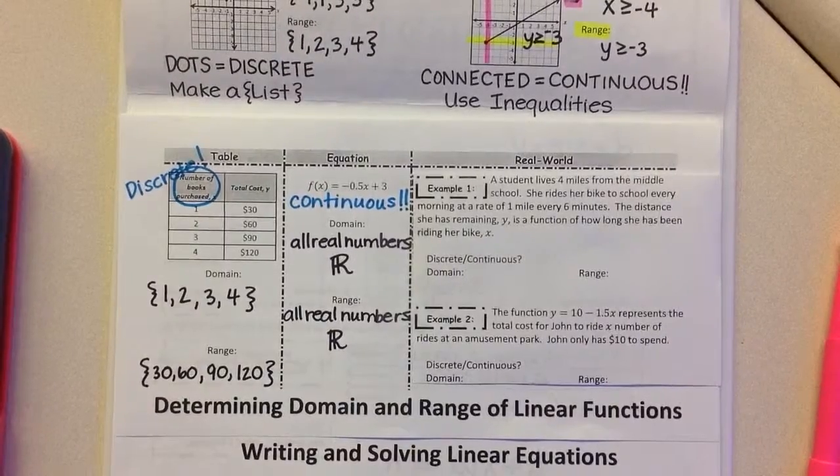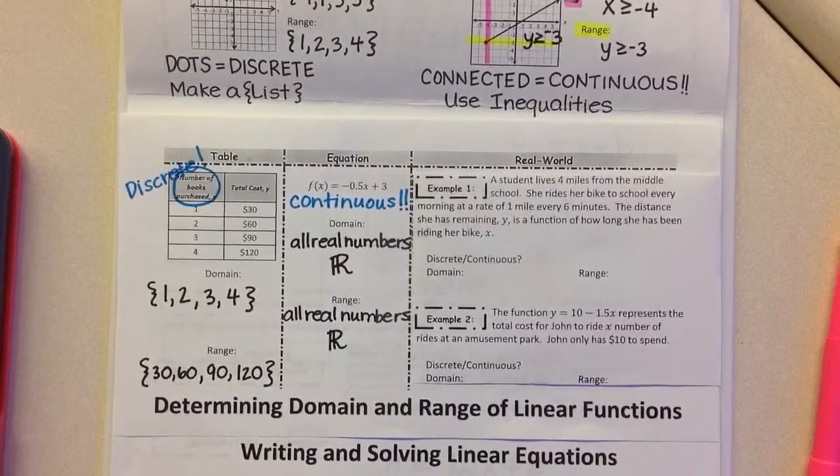Okay, so now we're going to look at the real world example. So these are just word problems. It says a student lives 4 miles from the middle school. She rides her bike to school every morning at a rate of 1 mile every 6 minutes. The distance she has remaining, y, is a function of how long she has been riding her bike.